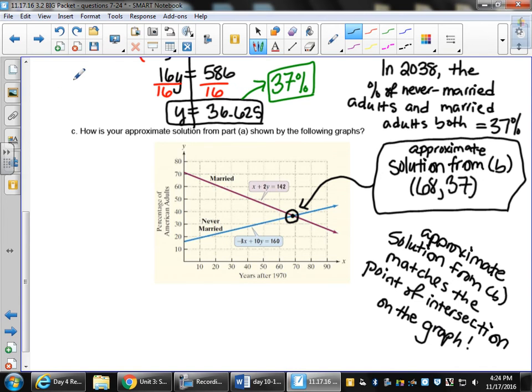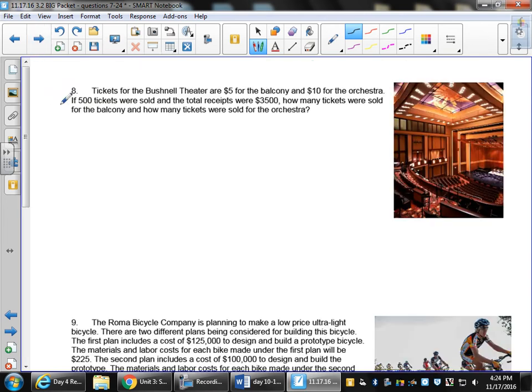Number 8. Bushnell Theater. Tickets for the Bushnell Theater are $5 for the balcony and $10 for the orchestra. If 500 tickets were sold and the total receipts were $3,500, how many tickets were sold for the balcony and how many tickets were sold for the orchestra? As always, let's underline our question first. How many tickets were sold for the balcony and how many tickets were sold for the orchestra?